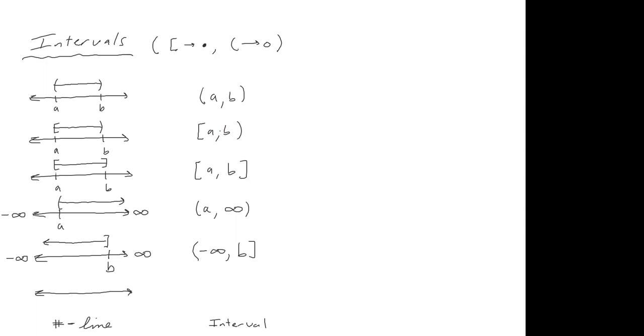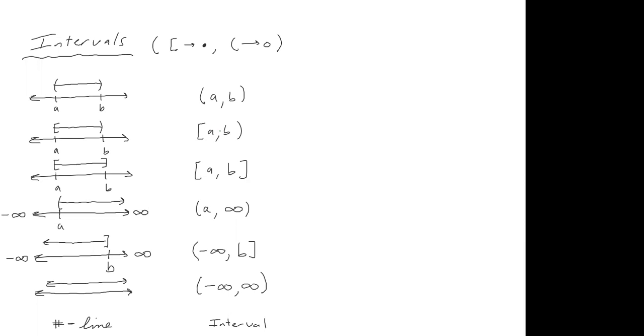And then the last one I could have is something that goes both ways, covers the entire real number line. Well, that's just negative infinity to infinity. That's everything. That's every single number. That's the infinite interval in both directions. So this is the notation we use. This is interval notation right here. This is number line notation. We're going to use both of those.